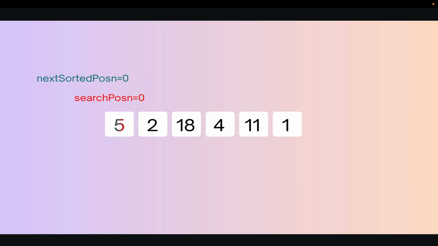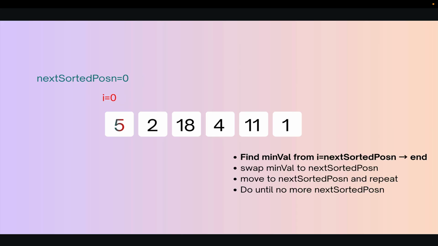If you don't remember how selection sort works, we're just going to walk through an iteration or two of the algorithm. Here, we're going to have two different markers. We have our next sorted position being 0 right now, and our search position being 0. And the algorithm is as follows. We're going to find the minimum value between I being the next sorted position, so in this case 0, all the way to the end.